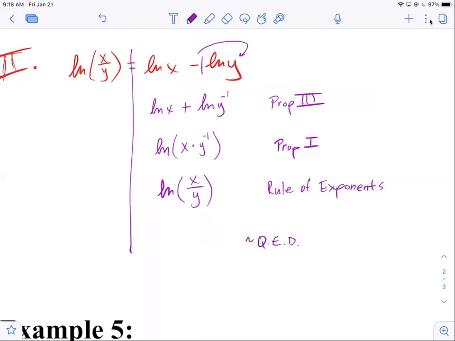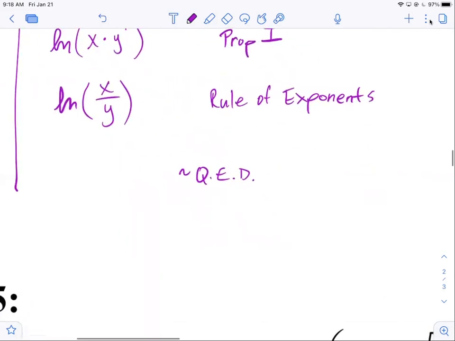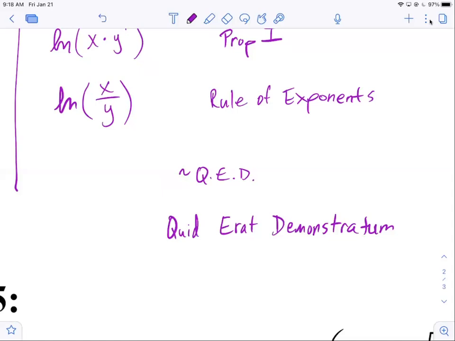QED is basically the Latin way to say, hey, I did it. Yeah, we did it. Lo hicimos. Did I tell you what that stands for? Quid erat demonstratum. Great word. Latin. Quid erat demonstratum. It's Latin for that which has been demonstrated. In other words, I did it. Look what I did. I proved it.